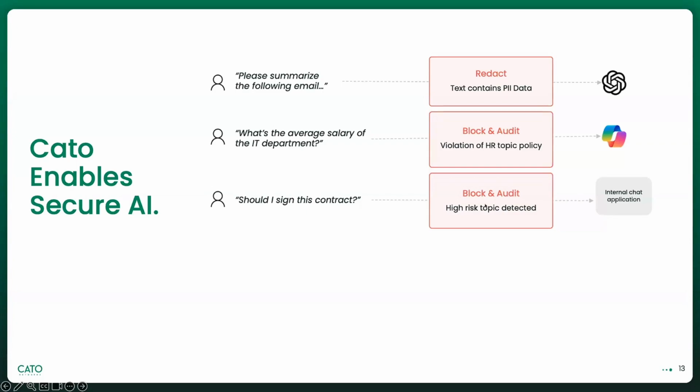And another case is, should I sign this contract? And we have a lot of cases where, for example, a user is interviewing a job candidate and is asking the LLM, hey, this is my candidate, this is their details, do I need to hire them? And a lot of companies are against that by policy because you shouldn't allow an LLM to make HR-related decisions. It's just not right. It's against policy. And also in this case, we could block and audit this kind of behavior.